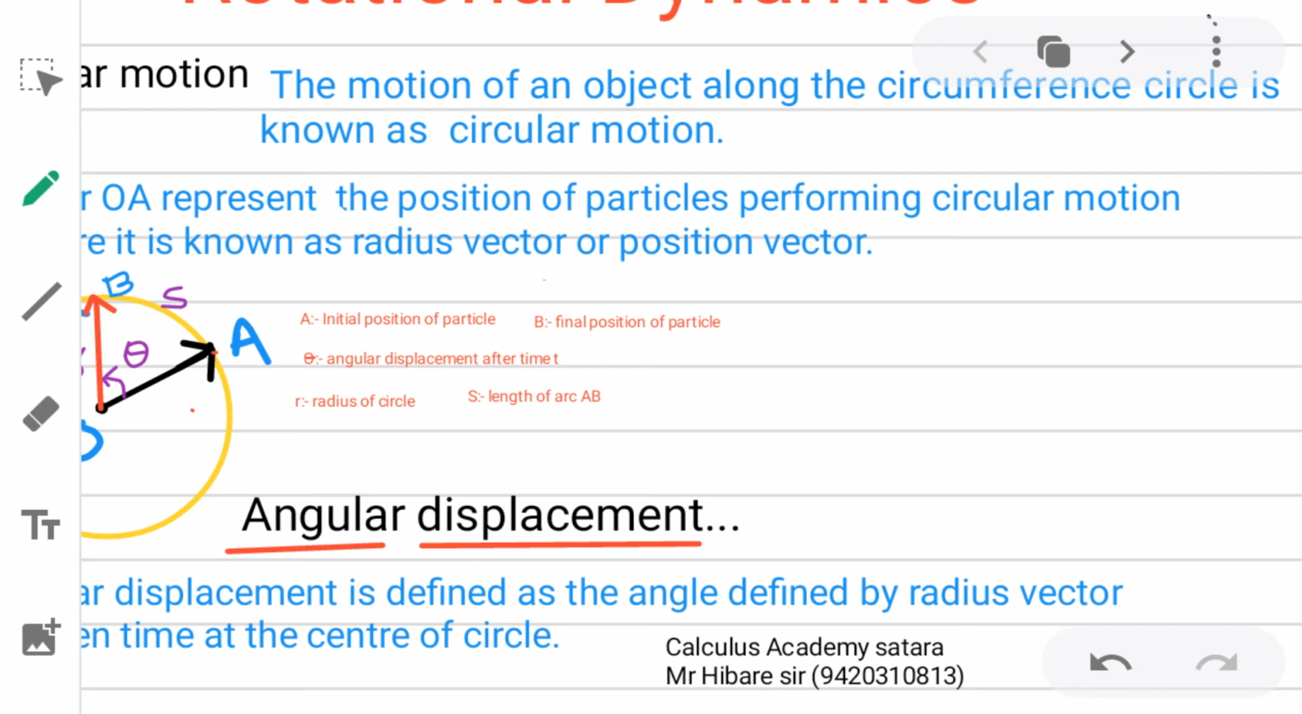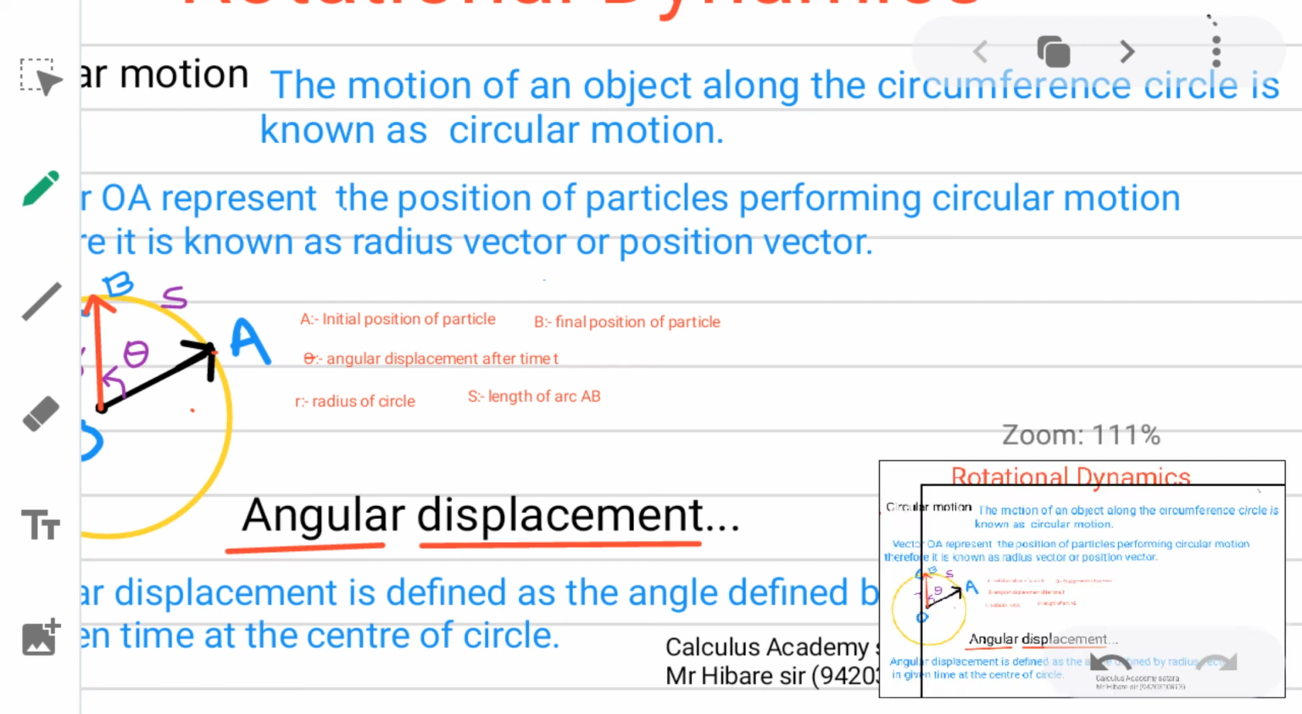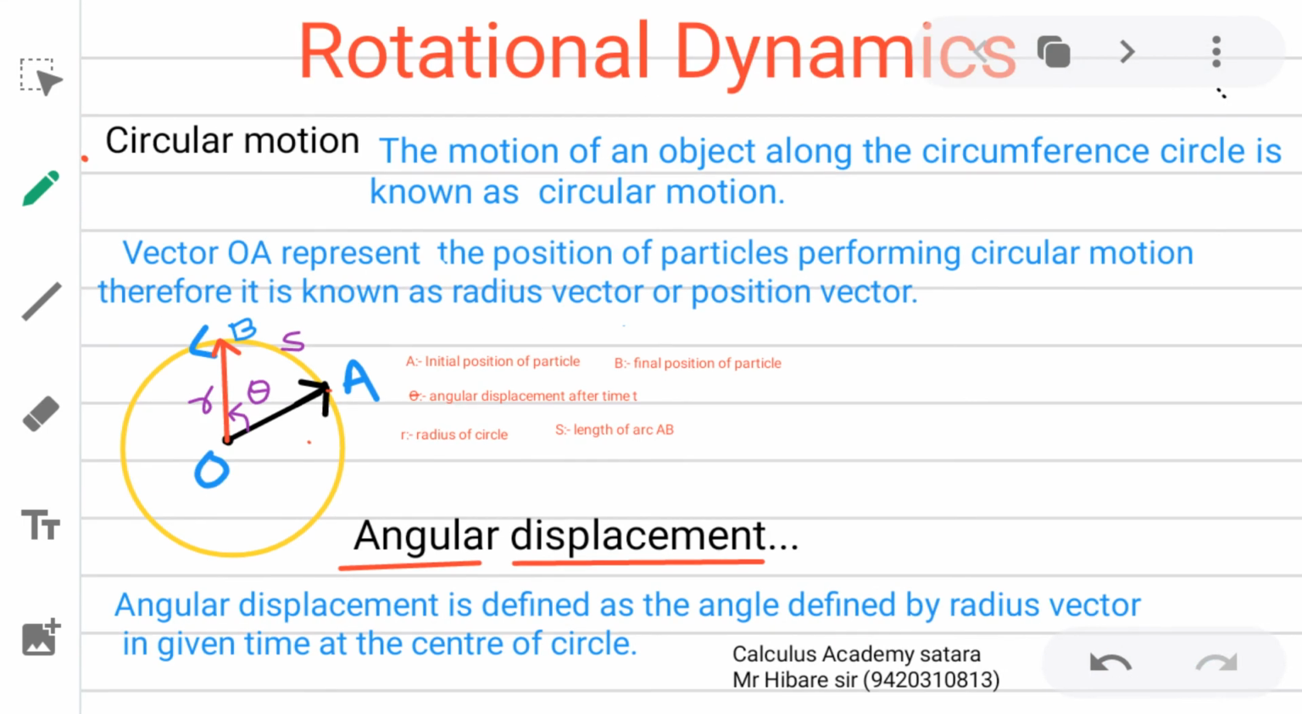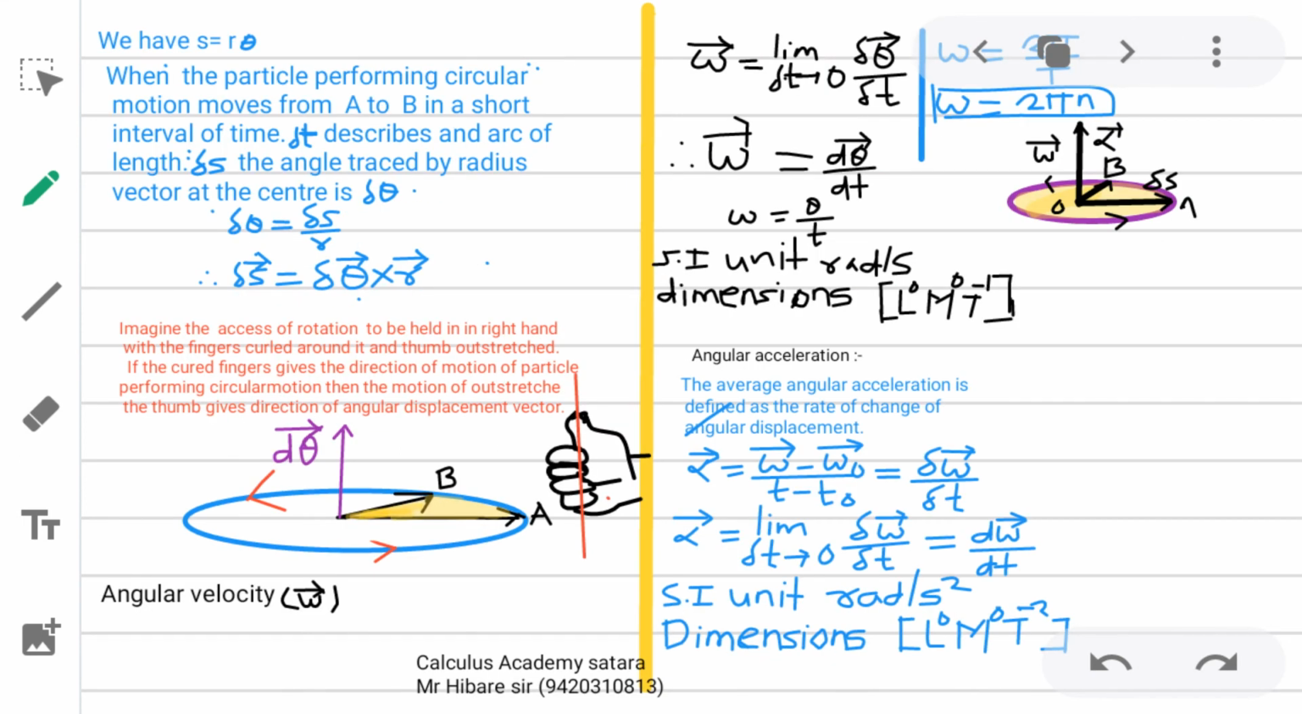Motion of an object along the circumference of a circle is called circular motion. The vector which represents the position of the particle is known as the position vector or radius vector. The angle traced by the radius vector at the center of the circle is known as the angular displacement theta, measured in radian.